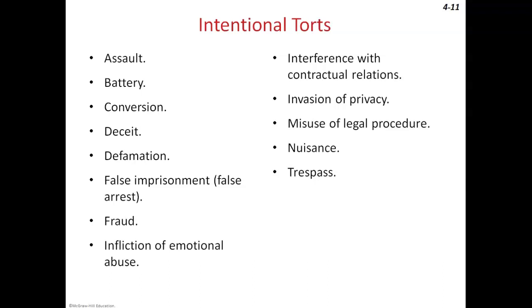Conversion is the unauthorized borrowing of something of yours. So if somebody comes to your house, takes something of yours, uses it, and brings it back. Deceit is a false statement or deceptive practice done with the intent to injure someone. Defamation, speaking bad about someone. False imprisonment is the unlawful restraint of a person, whether in prison or otherwise. Fraud, dishonest or deceitful practices, trying to deprive someone of his or her rights.